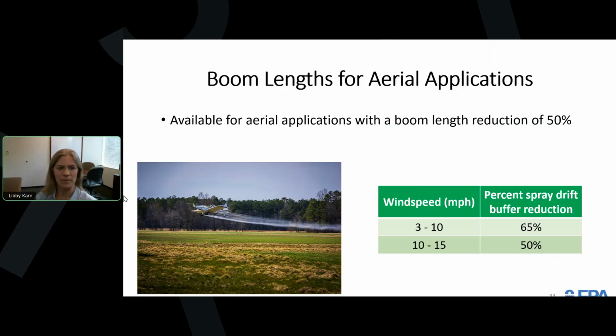Following the draft insecticide strategy, EPA received public comments about boom length reductions for aerial applications. EPA had previously included a 50% boom length reduction as a mitigation measure for aerial applications in wind speeds up to 10 miles per hour, and has now expanded this mitigation measure to include wind speeds up to 15 miles per hour. This allows additional flexibility for applicators in higher wind speeds. With a 50% reduction in boom length, the spray drift buffer can be reduced by 65% in wind speeds of 3 to 10 miles per hour, or by 50% in wind speeds of 10 to 15 miles per hour.